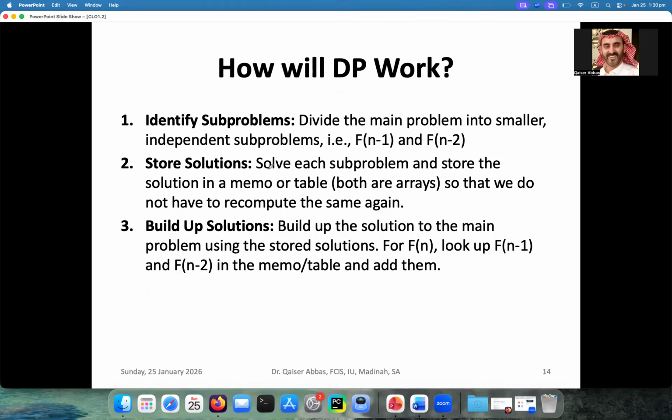Now this is not needed, but theoretically, how will DP work? This is written according to the steps of the algorithm: the first step, the second step, the third step. The first step that you have to do, how will DP work?